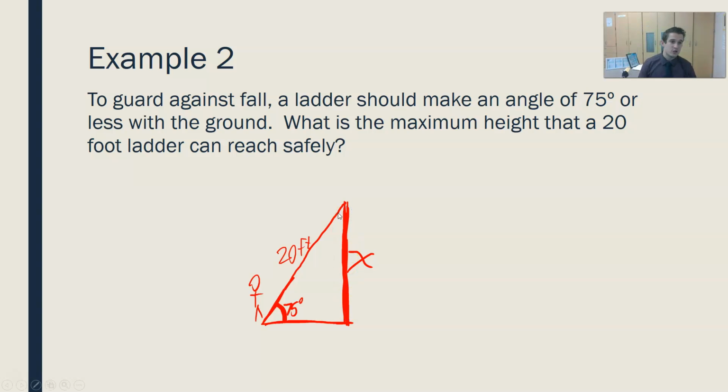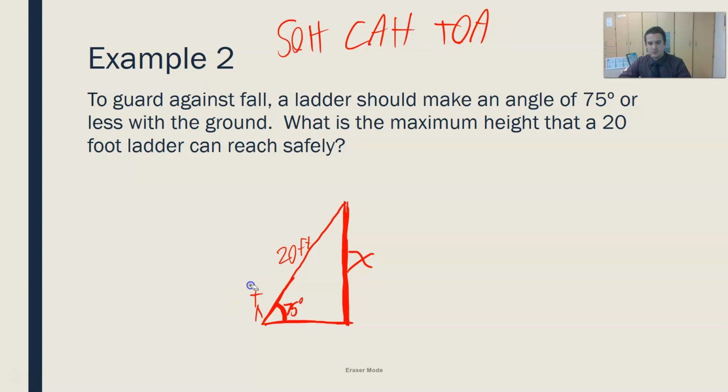So now, let's determine which trigonometric function I'm going to use. Sine, cosine, or tangent. Okay, well let me erase Mr. Burrell here. Here's the angle I'm looking at, 75 degrees. So this is going to be my adjacent, opposite, and hypotenuse sides. So it looks like I'm looking for x, the opposite side.